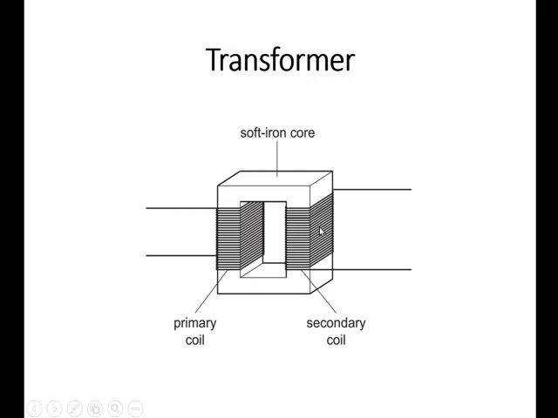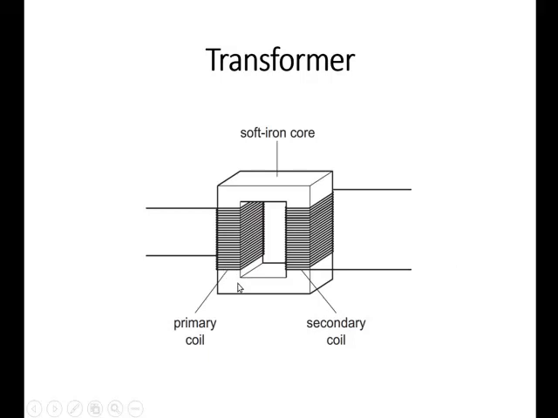Let's see how the same law applies to the use of a transformer. This is the basic building block of a transformer. We have a wire that is wound to one side of a soft iron core. Let's call this side the primary coil. That's where we supply our power. Then there is another side where another wire is wound around the same soft iron core. We call it the secondary side because this one leads to the load.